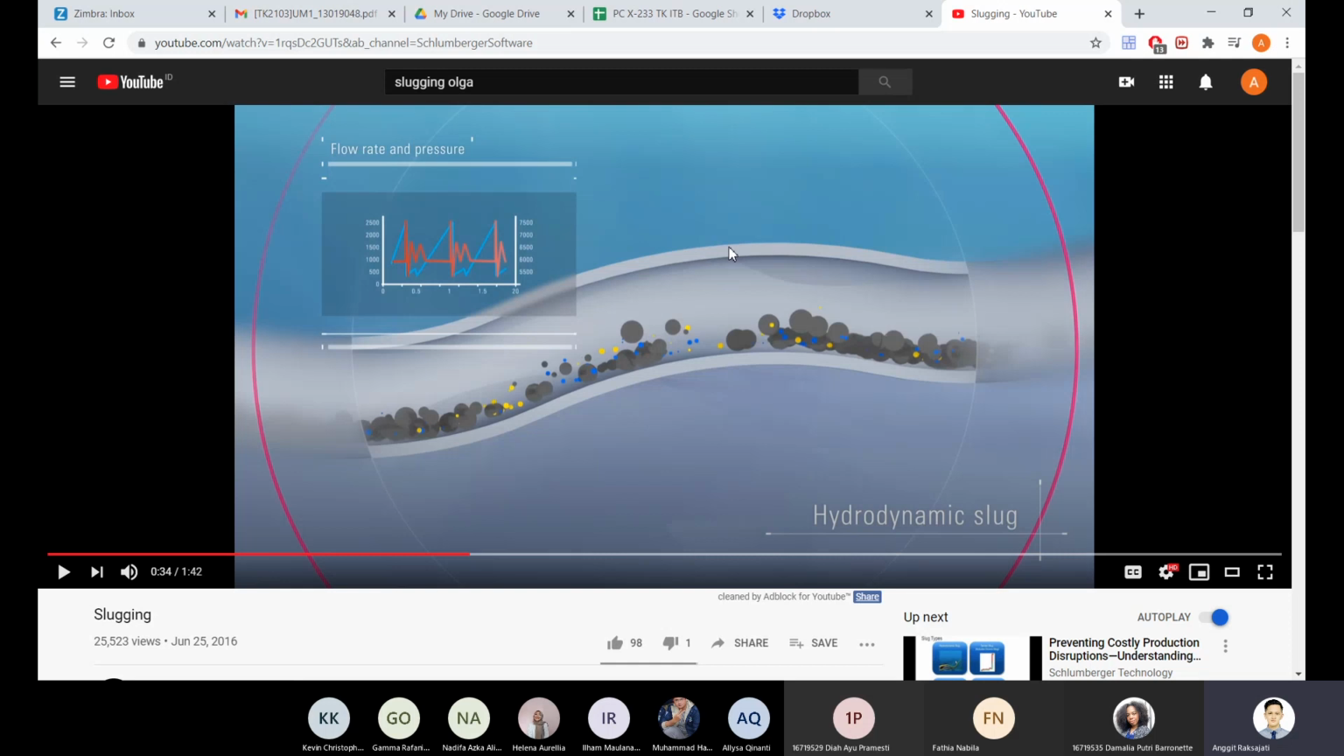Because now we start to form a slug, now we start to have a wave, now we start to have a smaller actual pipeline that can be filled by a fluid, a lot of different variations.